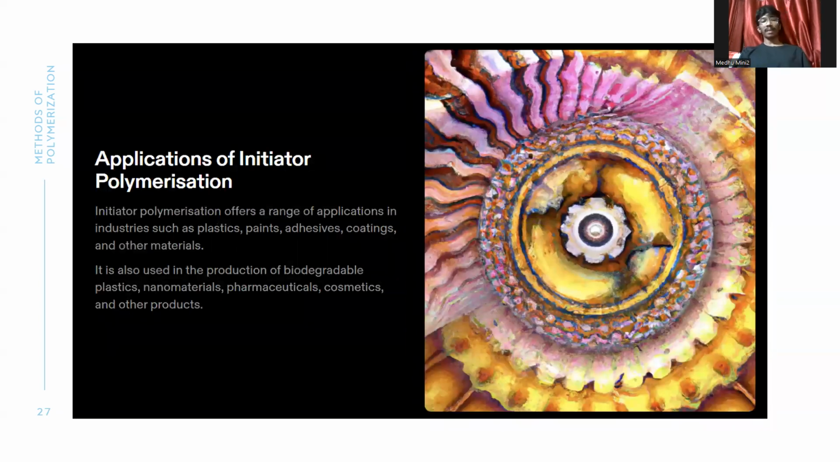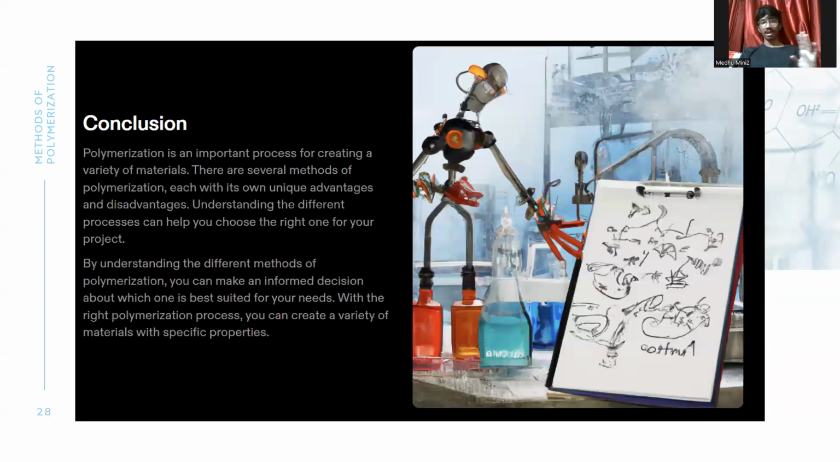Applications of initiator polymerization. Initiator polymerization offers a range of applications in industries such as plastics, paints, adhesives, coatings, and other materials. It is also used in the production of biodegradable plastics, nanomaterials, pharmaceuticals, cosmetics, and other products.